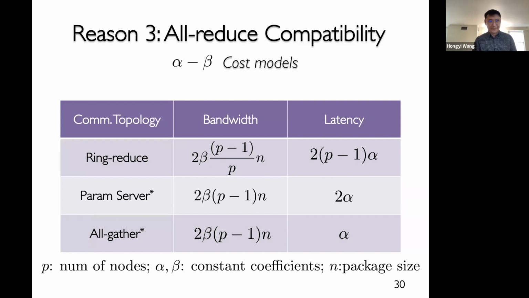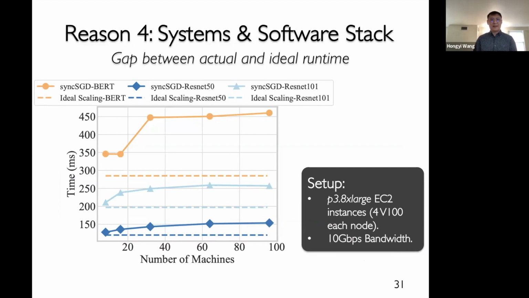So one last reason is basically that for a decent distributed node on the public cloud that we can run, the bandwidth is actually not that bad. Here, just to show you one result, if you look at the dashed line and the solid line, that basically captures the ideal runtime, meaning the per-iteration runtime where you reach linear scalability.